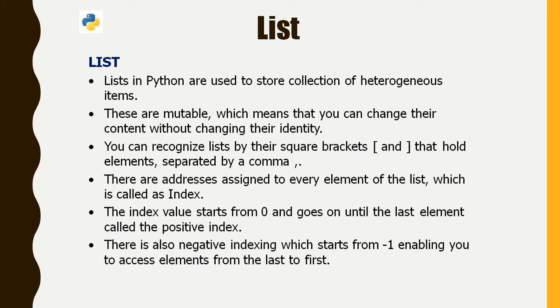There are addresses assigned to every element of the list, which is called the index. The index value starts from 0 and goes on until the last element, called the positive index. There is also negative indexing, which starts from -1, enabling us to access elements from last to first.